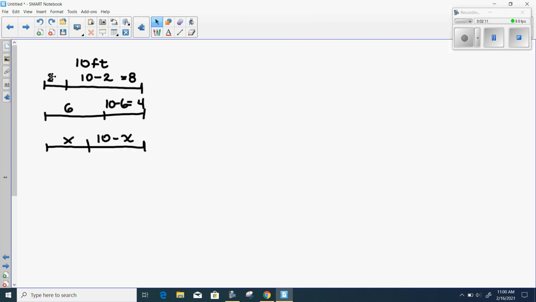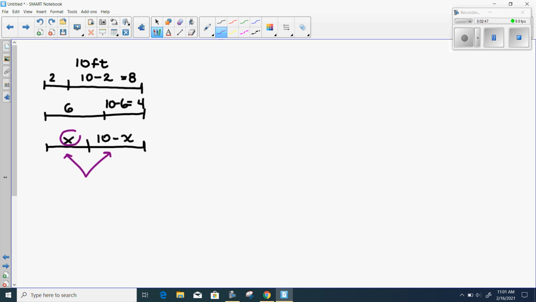When one end was 2, the other end was 10 minus 2. When this end was 6, the other end was 10 minus 6. So when this end is x, the other end is 10 minus x. There are many problems, probably over half of them, where something, whether it's a board or our money or the perimeter or the distance, is split into 2 pieces, and we don't know how it's split, meaning it's not split right down the middle where each board is 5 feet long.